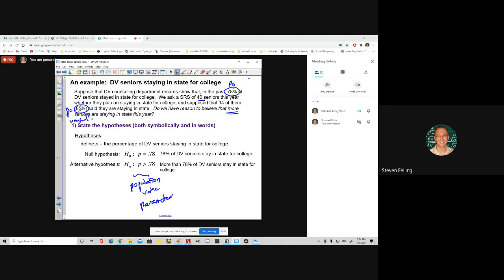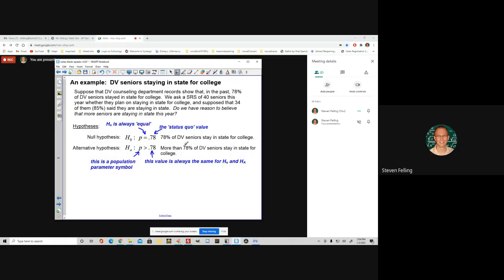Not that it's equal to 85%, just that it's larger than it was historically. And in words, we would say that more than 78% of DV seniors are staying in state for college. So this is the way we would write the hypotheses for this problem, and we would define our symbol like that. Okay, so the first thing we always have to do is state hypotheses.